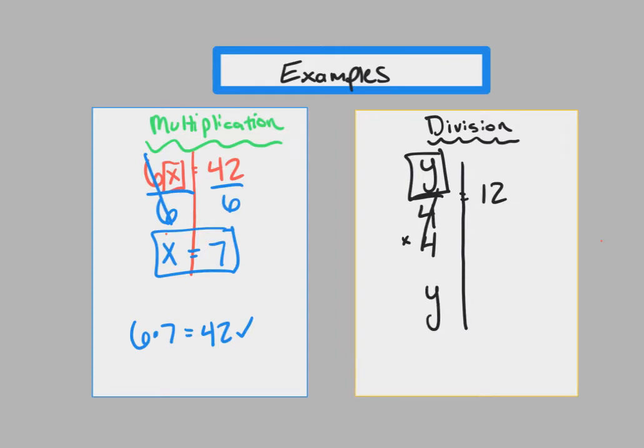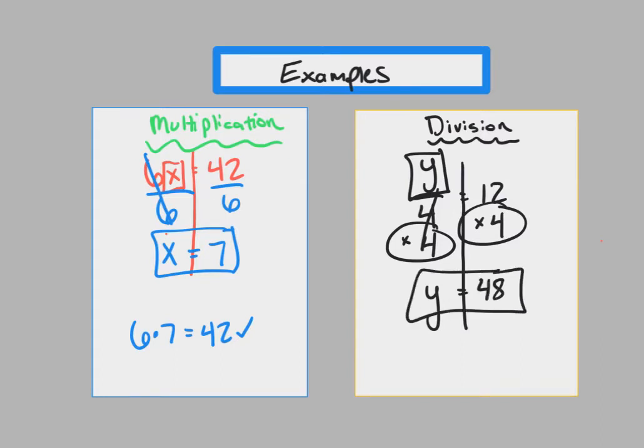Now I'm going to go over to the other side. I'm going to multiply by 4 because I multiplied by 4 over here. Well, now I know 12 times 4 is 48. So y equals 48. If I go back and check really quickly, I can do this by taking 48 in place of y divided by 4 equals 12. Well, 48 divided by 4 is 12, so that's also true. So just remember, step by step by step. If you need to go back, look at these examples.